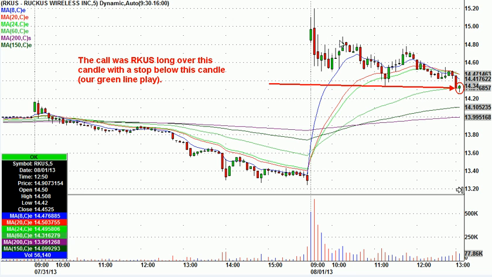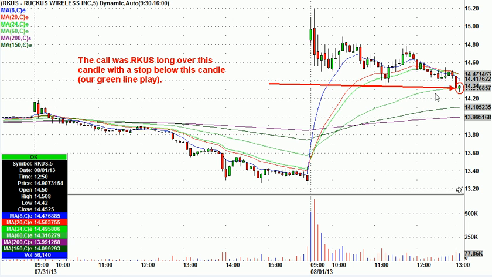RKUS, I didn't call a call in this all day after the gap up until right here. RKUS finally hit this green line and put in this little green hammer candle on a 5-minute basis. So the call was long over this candle with a stop below this candle. Pretty simple, 1436 with a stop at 1426, so a dime per share risk.